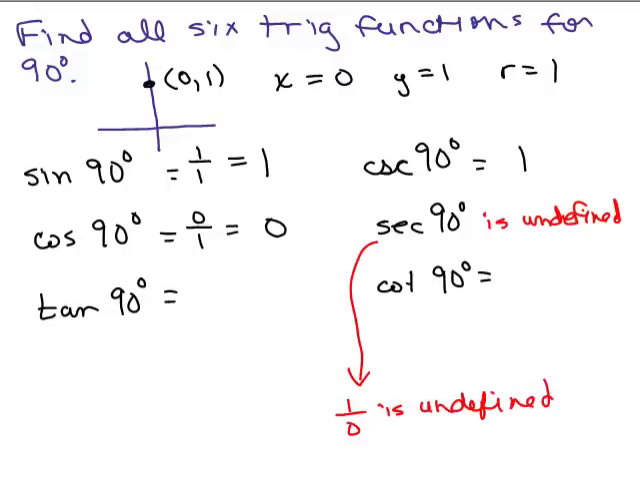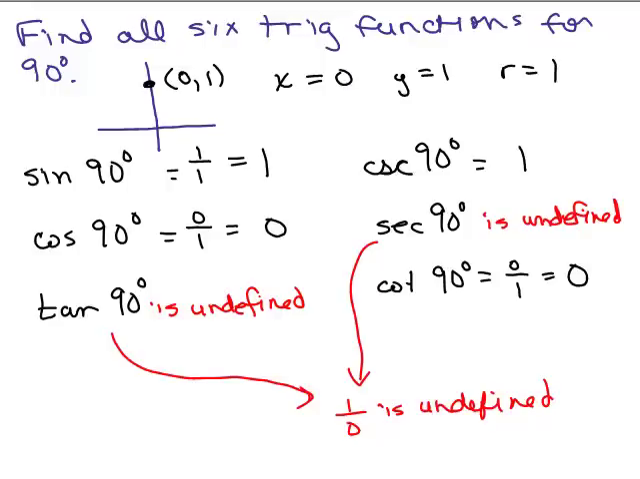All right, how about the tangent of 90 degrees? The tangent is y over x, 1 over 0 again. So that's also undefined, same reason. And the cotangent is x over y, so if we do the x over the y, we have 0 over 1, which is 0. So these are the 6 trig functions for 90 degrees.